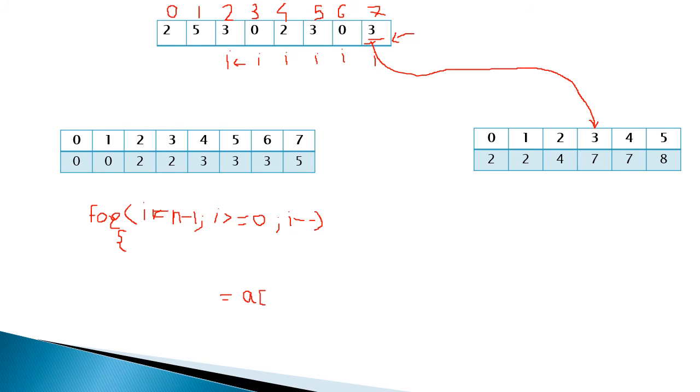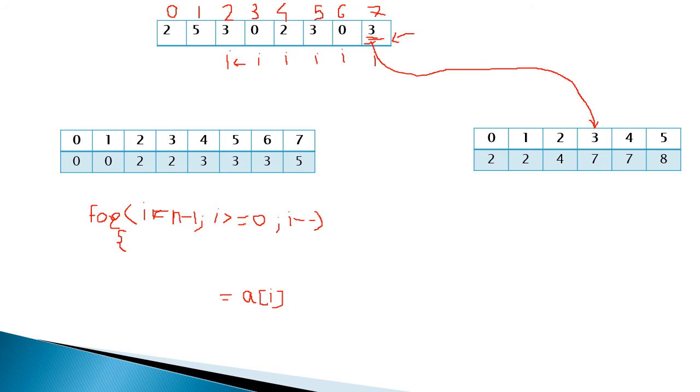And here A of I we have to store. A of I means what? A of 7. A of 7 is what? 3. And we have to store this 3 value into our temporary array on its appropriate position. Okay, that's why after selecting this 3, we have to go where? We have to go into our count array.